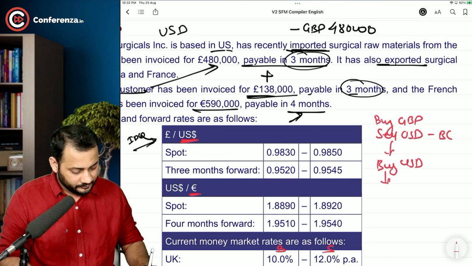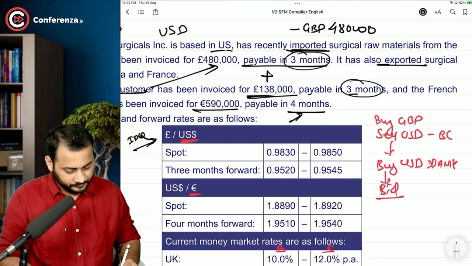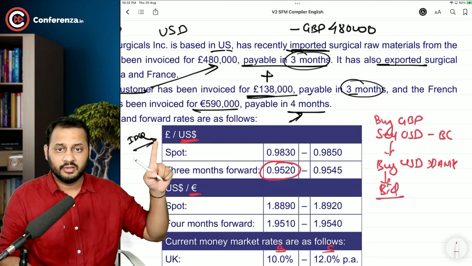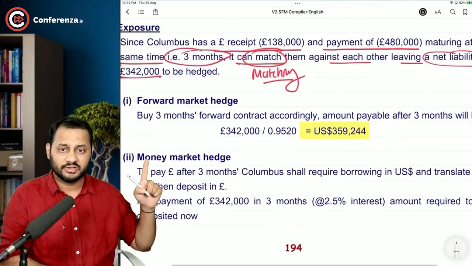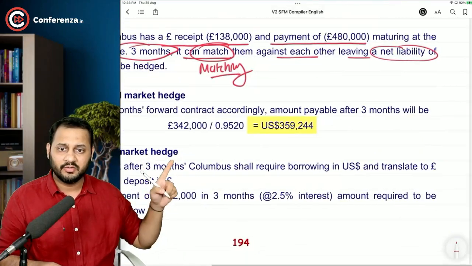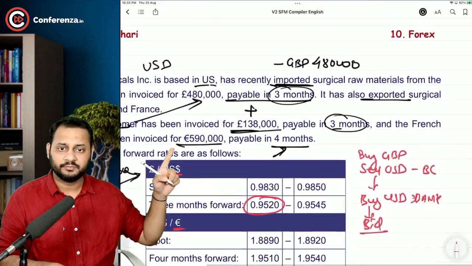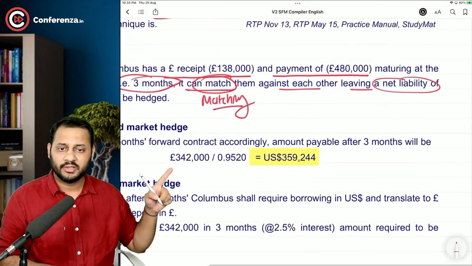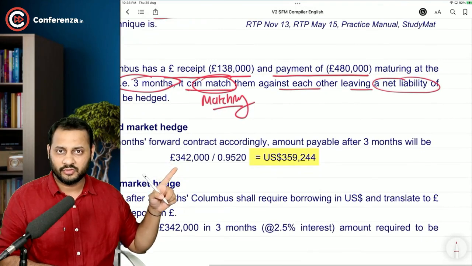Bank's bid rate will be applicable, 0.9520. This is pound, and 3,42,000 is also pound. Both the currencies are same. Divide it by 0.9520. So how many dollars will you have to pay? You will have to pay 359,244.